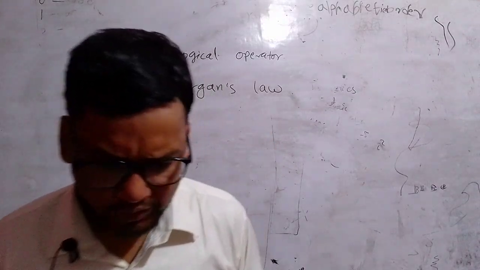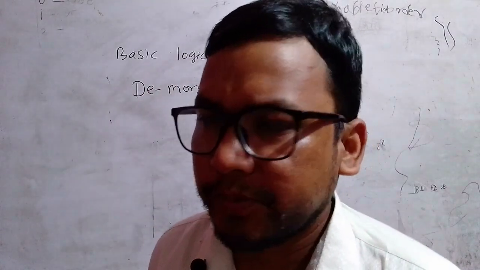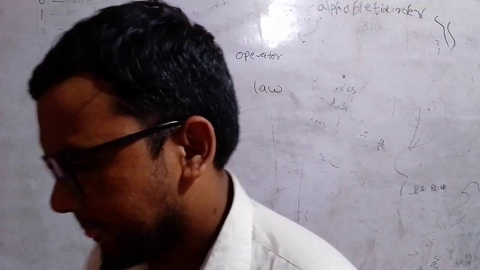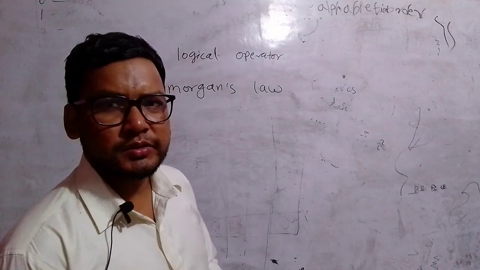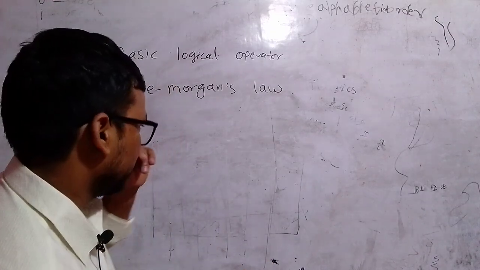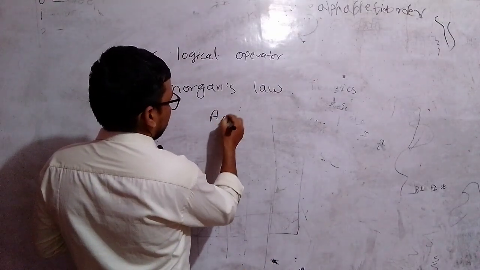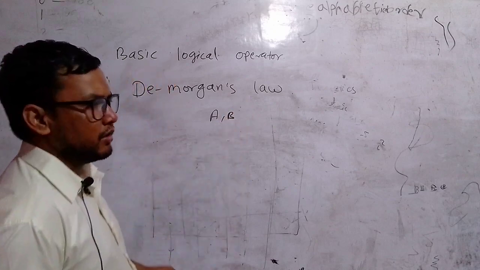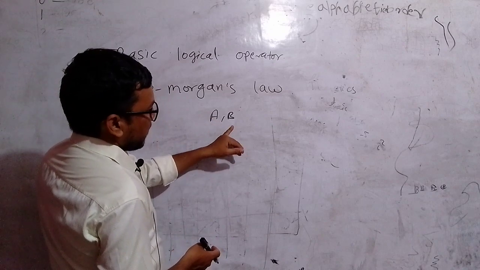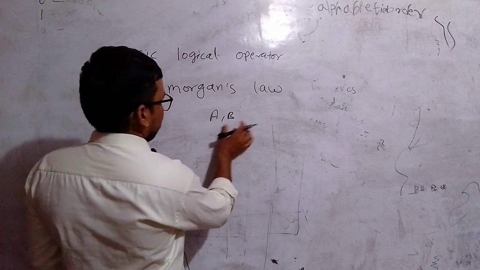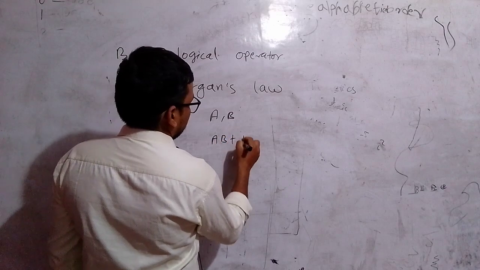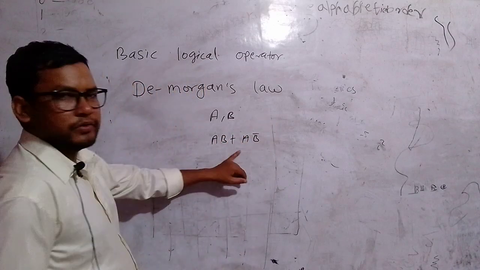Before going to the universal gate, let me describe the truth table. What is the truth table? A truth table contains all the possible values of the variables and the combinations of the variables. Suppose A and B are two variables, then the truth table contains all the possible values of A and B and the expressions that contain A and B. For example, suppose AB plus AB dash. Suppose we need to evaluate this.